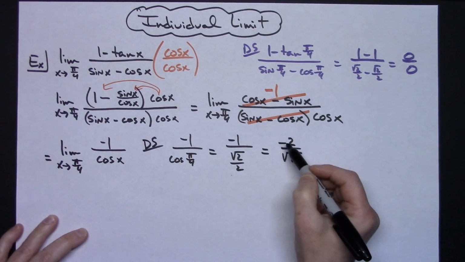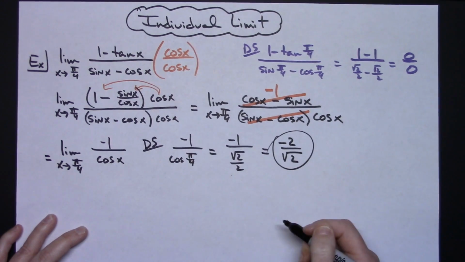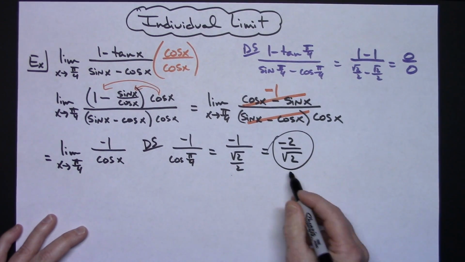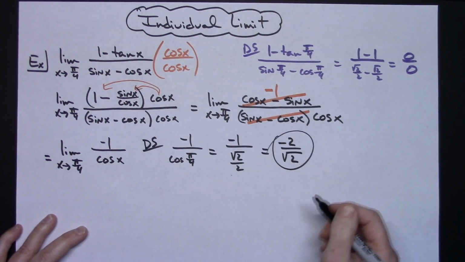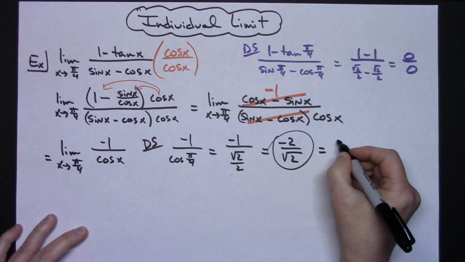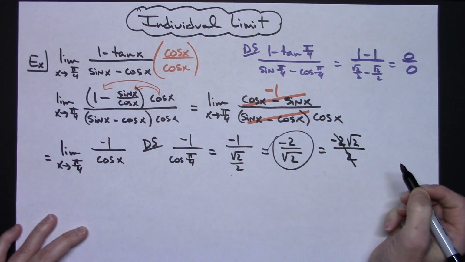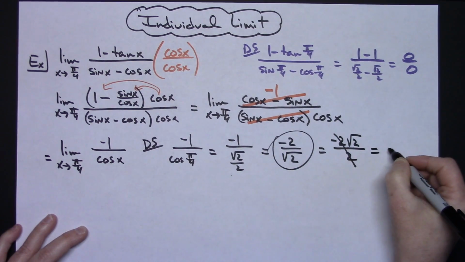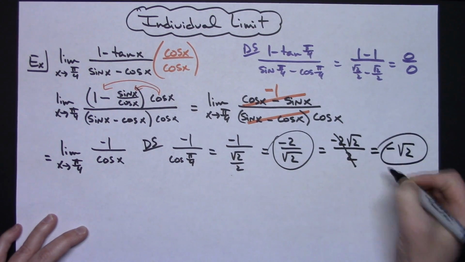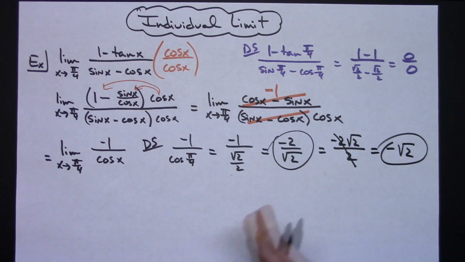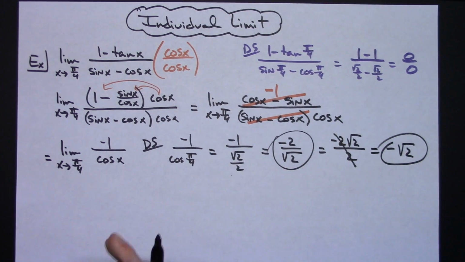And a lot of people will stop right there. If you are one that needs to rationalize that denominator, then go ahead and rationalize it. That's going to give me a negative 2 square root of 2 over 2. And those 2's will cross out, which will get us all the way down to a negative square root of 2. Okay, so depending on how far you have to go with that final answer, either one of those would be equivalent answers.